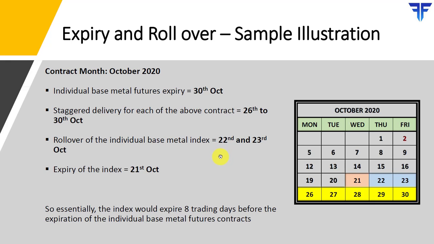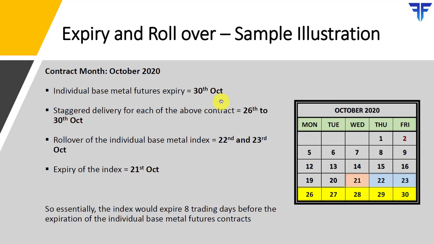I am sure that this explanation sounded a little complex, but don't worry. Here, we shall simplify it using a sample example. At present, for individual base metal futures contracts, the front month contract is the October contract. The individual base metal futures contracts expire on the last trading session of October, which happens to be the 30th of October.